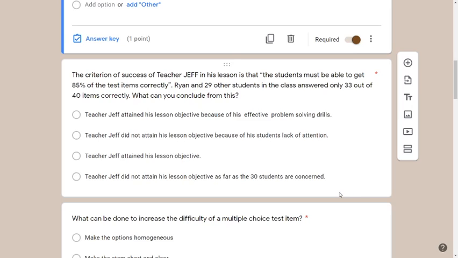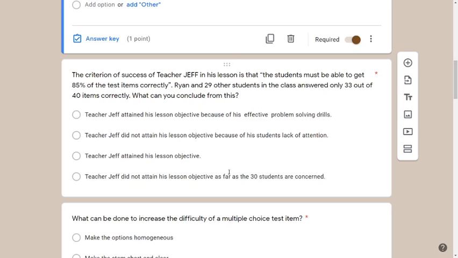Okay, so now let's try to compare. If you have noticed, the two options are also opposite, right? One says Jeff attained and the other one says did not attain. But one is longer. Most of us probably have been trained to always choose the longer one or the longest, but that's not always the case, right? So let's see. It says here, teacher Jeff did not attain his lesson objective as far as the 30 students are concerned. Do you find this part problematic?